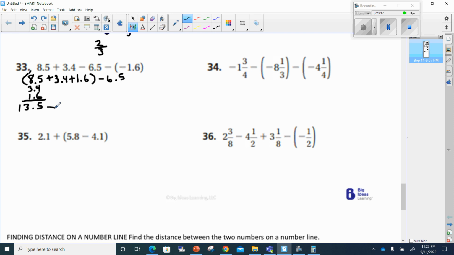And that's minus 6.5. Remember, when my signs are different, I find the difference. So now I'm going to take the big number, 13.5, minus the small number, 6.5. This is going to give me 0, and then 7, right? And keep the sign of the big number. This is positive over here, so 7 will be my answer. All right.